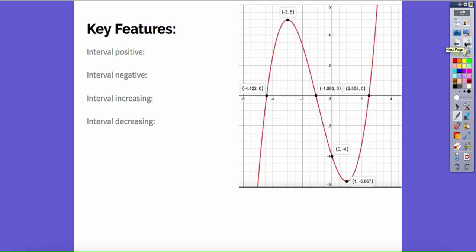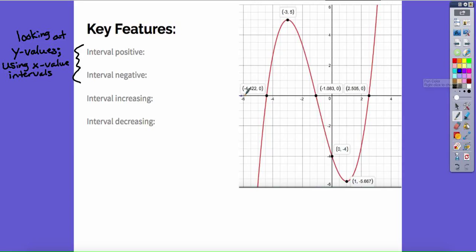Okay, we've got a few features here that we still need to talk about. We've got intervals where this thing is positive and where it's negative, and then where it's increasing and decreasing. So let's stick to the positive first. When I'm looking at whether this thing is positive or negative, I'm looking at y values, but I am using x value intervals. I'll explain what I mean by that right now.